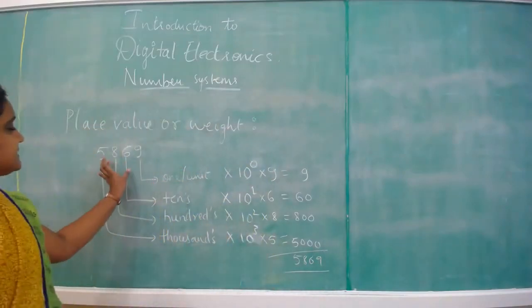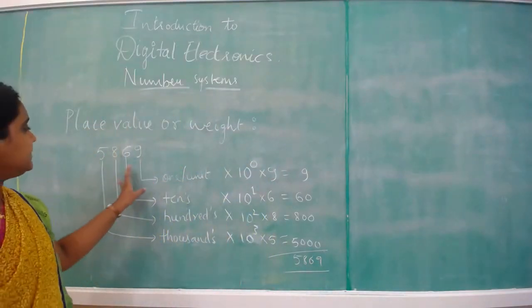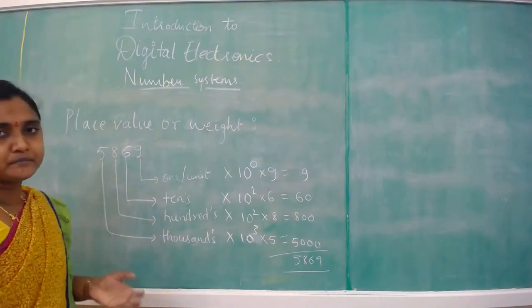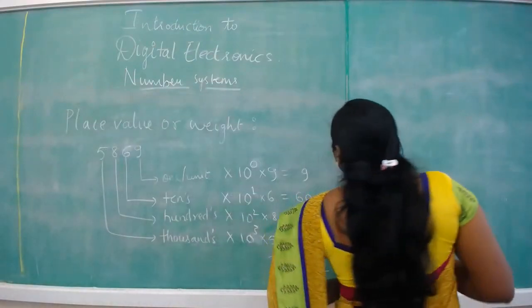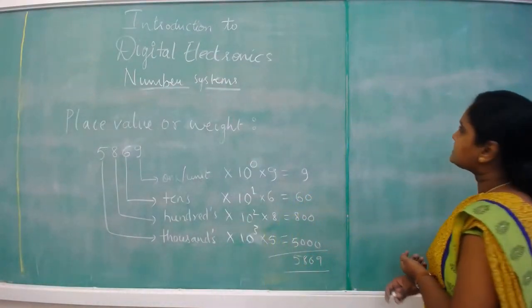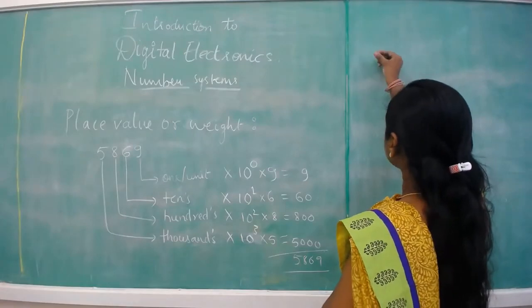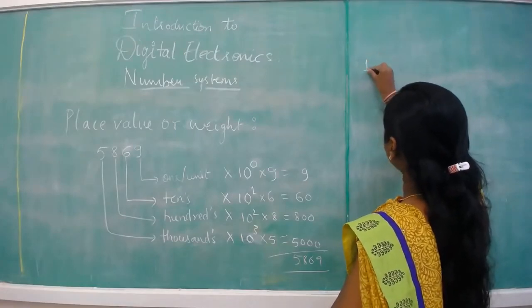Each digit has its place value. Units place, tens, hundreds, and thousands place. Okay. I will show the place value for each number system. Let's take an example of a binary number.